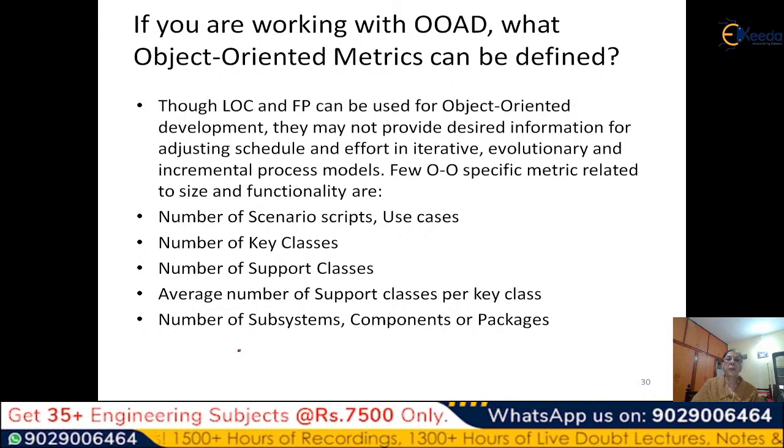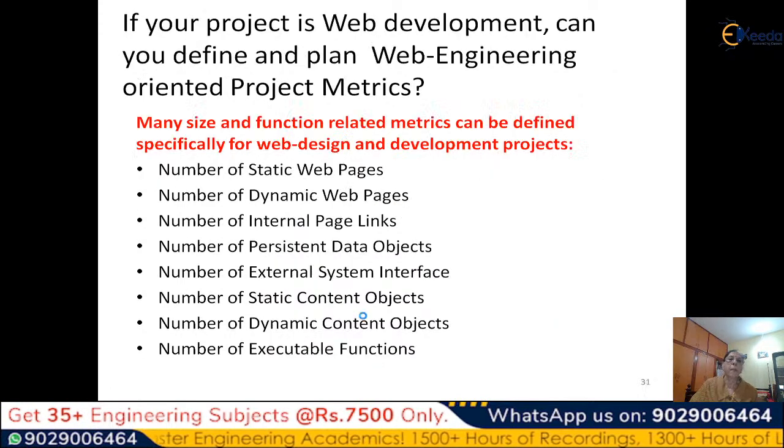Now, suppose for specific projects you have object oriented metrics, then some of the previous LOC and FP metrics may not be very suitable. So then you can go to OO specific metrics related to size and functionality. You can have scenario scripts, use cases, key classes, support classes, average number of support classes per key class, number of packages, components or subsystems. So these are object oriented metrics for size and complexity.